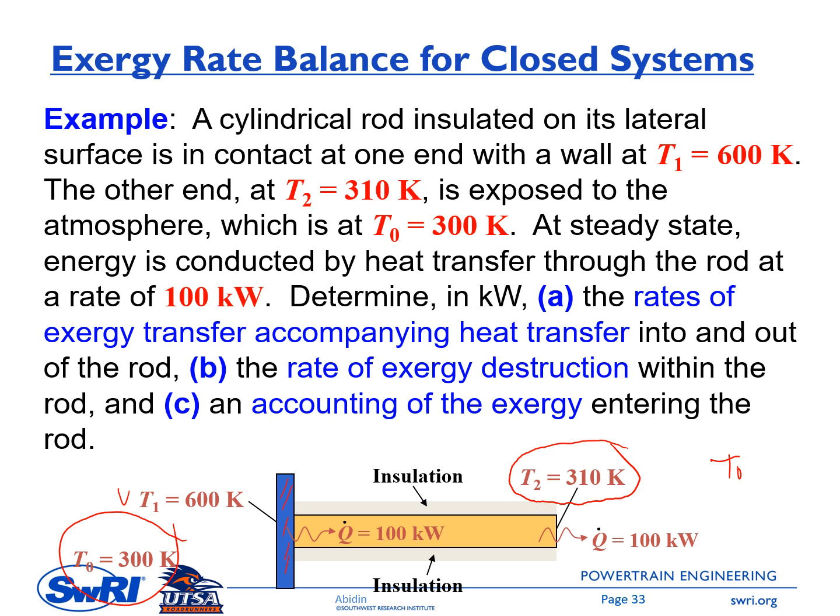At steady state, energy is conducted by heat transfer through the rod at a rate of 100 kilowatts. The questions are: A, the rate of exergy transfer accompanying heat transfer into and out of the rod; B, the rate of exergy destruction within the rod; and C, an accounting of the exergy entering the rod. So let's take a look at the solution of this example.